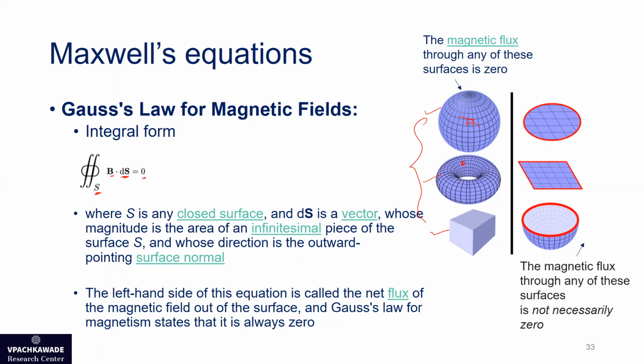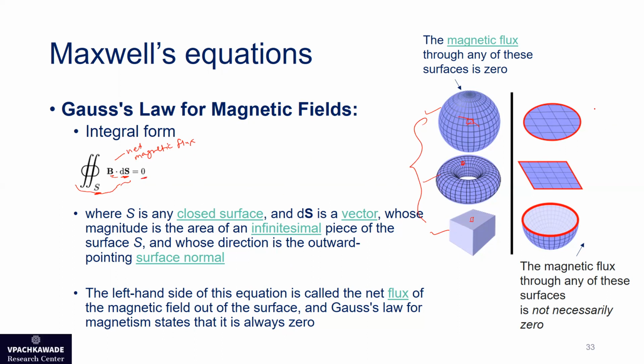So the left side of this equation, which is the double integral of B dot dS, is nothing but the net magnetic flux. And we say that this net magnetic flux, or magnetic field lines out of the closed surface, any small piece of surface area, is going to be 0, which is equal to the right side.